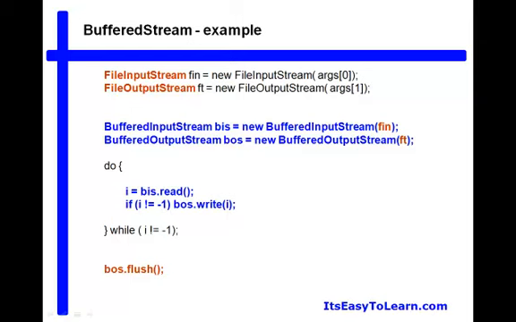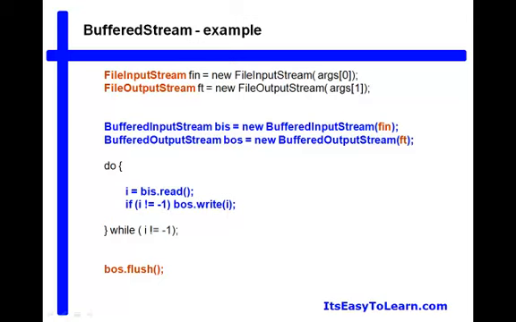Here is an example. We have the file input stream and the file output stream, and then the file input stream handle fin and the file output stream handle fout are wrapped over a buffered input stream and a buffered output stream. We pass the fin and fout handles to the buffered input stream and the buffered output stream, and then afterwards we just do simple read and write. Now the read and the write are happening on the buffered input stream and the buffered output stream and not on the original file input stream and file output stream. So this way we have optimized the read and the write for block based IO.